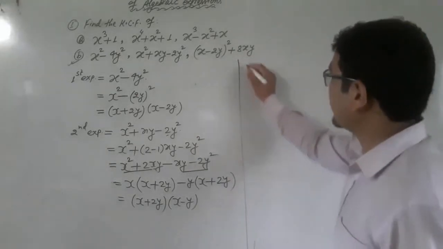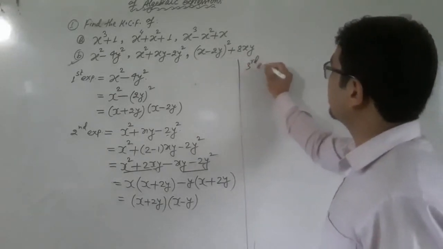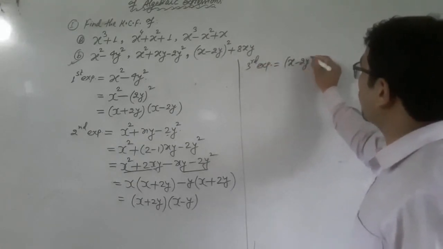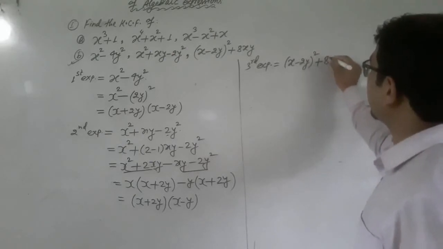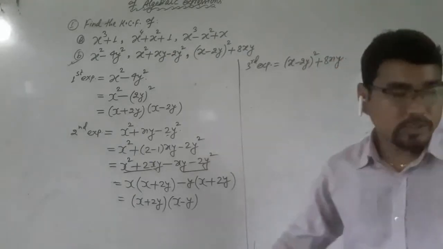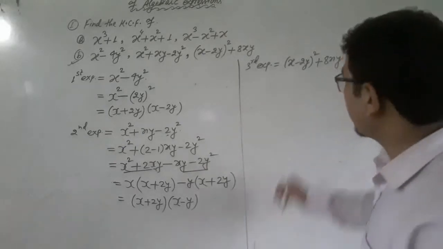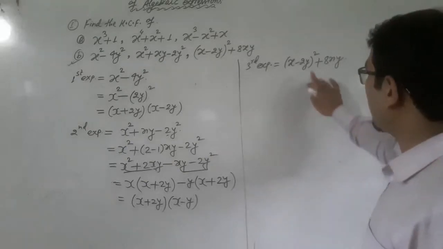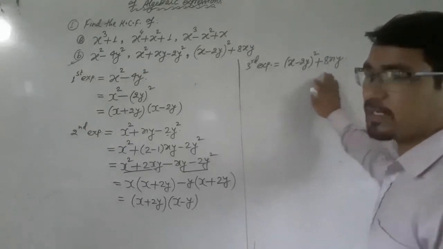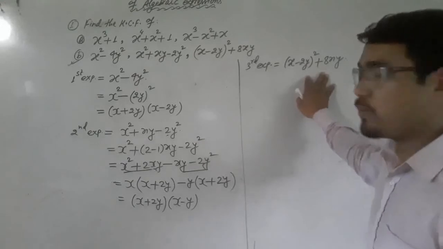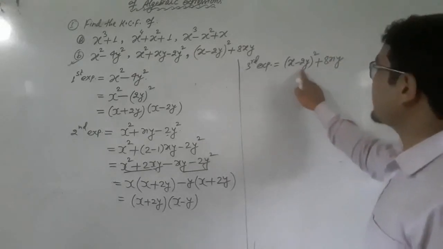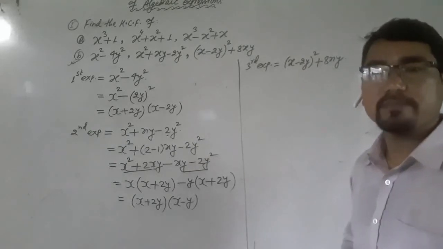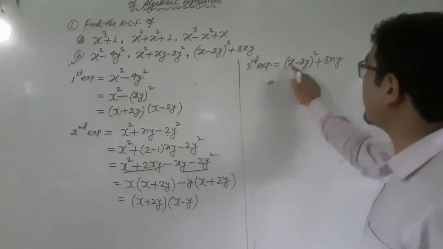Next expression, we have the third expression here: x minus 2y whole square plus 8xy. Students, please do not get confused. Here x minus 2y whole square we have, plus 8xy. Is there any particular formula here? No, we don't have any formula. So everybody, let's expand this. We can do a minus b whole square. Expand it, then you will get the y here. So we can expand it with the formula a minus b whole square.